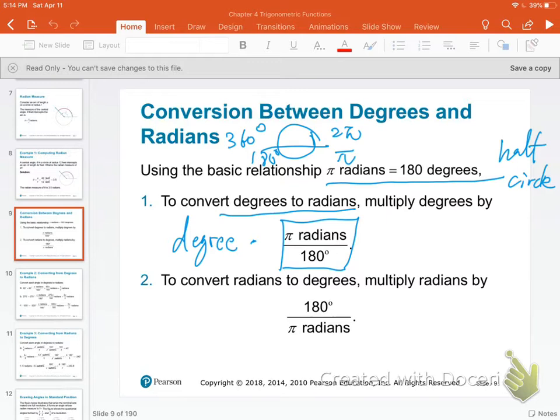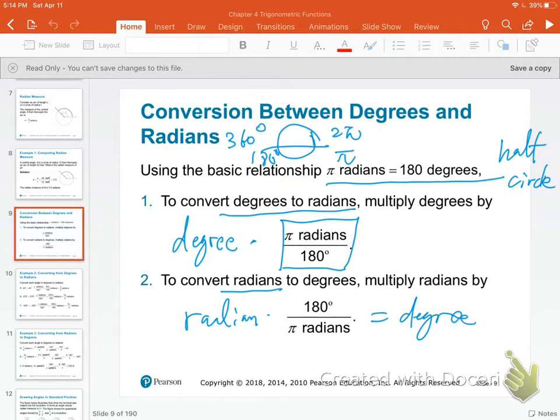We will talk about more examples later. If you are given a radian measure, you want to cancel radians, so the radians is in the denominator, pi is in the denominator. Any radian measure times this, you will get a degree measure.